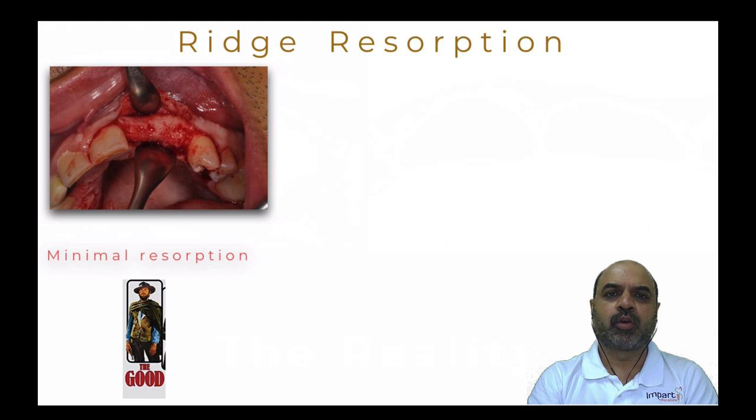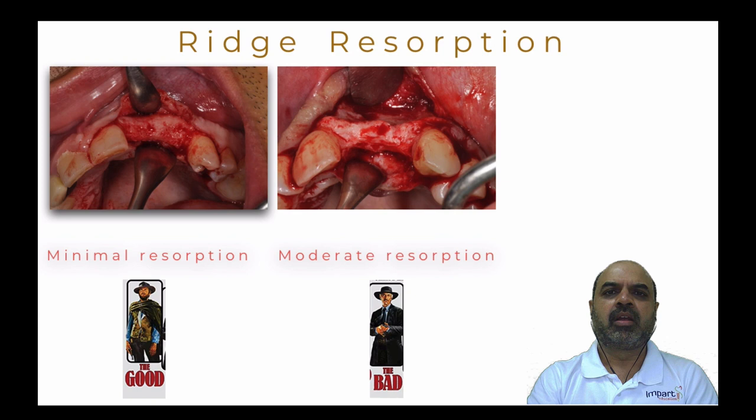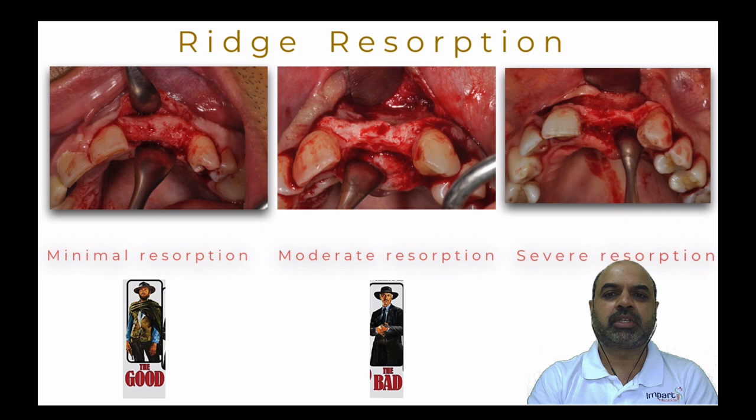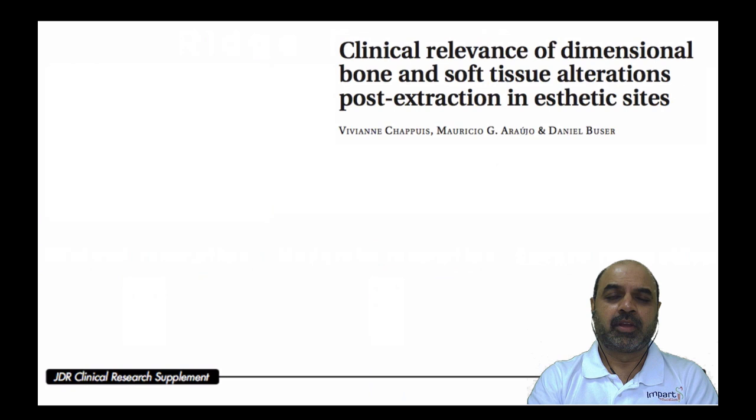At times, we see a moderate amount of resorption post extraction, and sometimes we even land up with an extreme amount of resorption, as you see in this particular image, where post extraction there has been so much resorption that it's virtually impossible now to place an implant in this much amount of bone without needing any bone augmentation procedure. So, why does this happen and why are there inconsistencies in the amount of resorption?